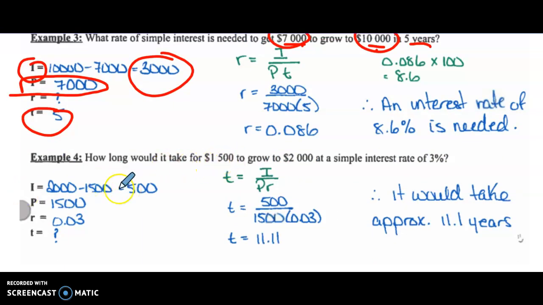And the last one, same sort of thing here. You have to figure out what I is with a little subtraction. The principal is here, the rate is known, and then you got to find out the time. Okay, so that's how you do these questions. Those are the simple interest questions.